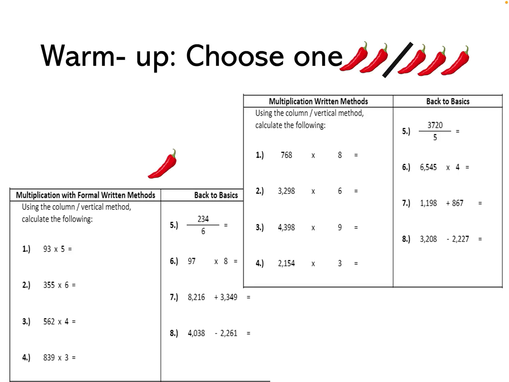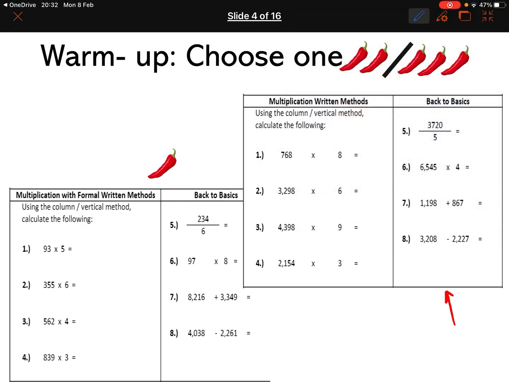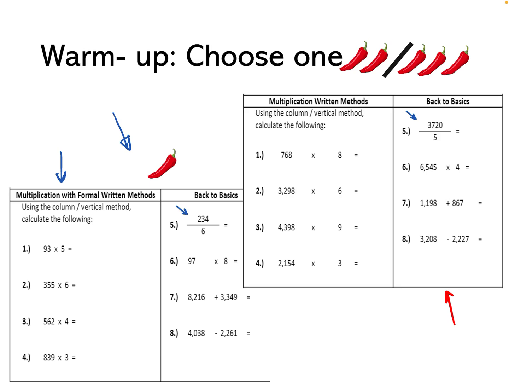So back to our consolidation of remainders. Here's a little warm-up. Choose one. Over here we have our 2 and 3 chili. Over here we have our 1 chili. You'll notice that the first 4 questions are going to be formal written methods, and our last 4 questions, 5 to 8, are going to be the basic operations. This one that you see here, number 5, on both of them, is a division. We will cover that every fraction is just simply division. So give it a go.